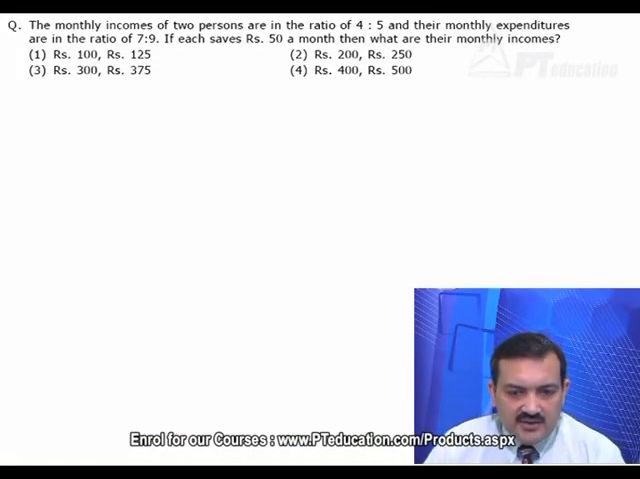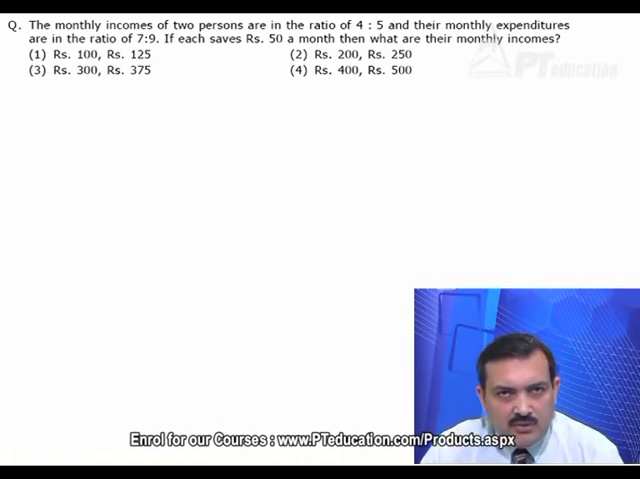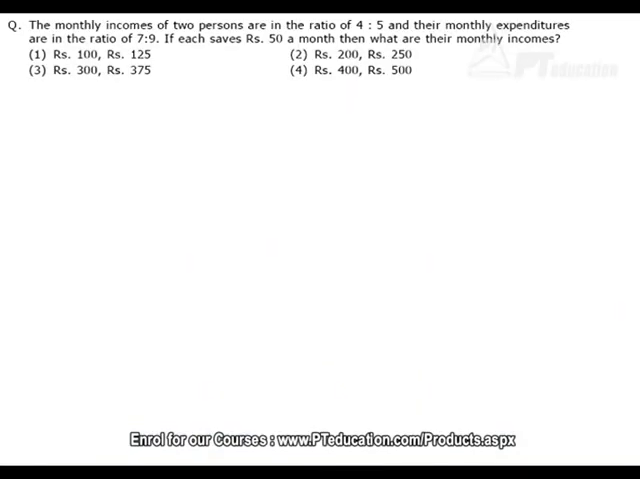The question reads, the monthly incomes of 2 persons are in the ratio of 4:5 and the monthly expenditures are in the ratio 7:9. If each saves rupees 50 a month, then what are their monthly incomes? Here is the solution. Let us say the monthly incomes are 4x and 5x, and let us say the monthly expenditures are 7y and 9y.